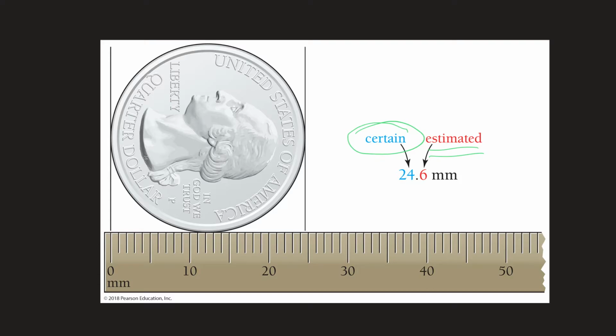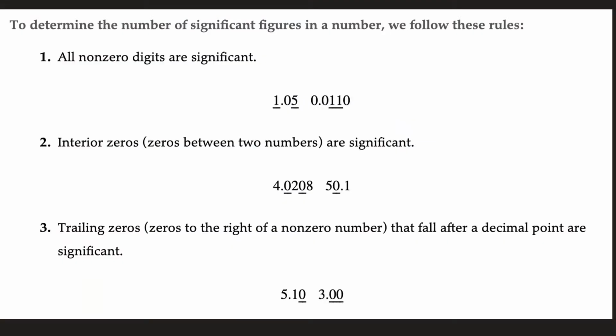In this measurement, all of those digits are significant. So we would say here that there are 3 significant figures, because we were certain about the 2 and the 4, and we estimated the 6. Now, we're not always going to have measurements we took ourselves. So when we see a measurement or a number written down, in a textbook or on a problem, or maybe it's a measurement that someone else took, how do we know what the significant figures are?